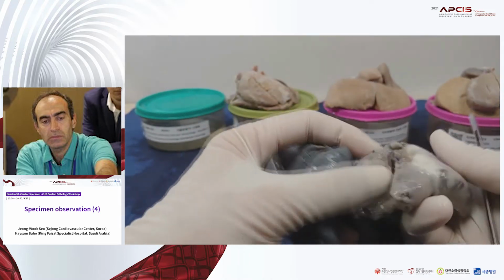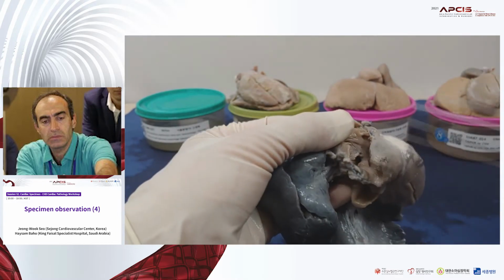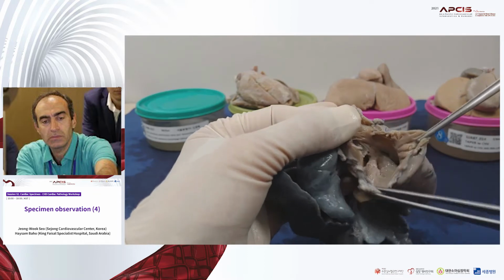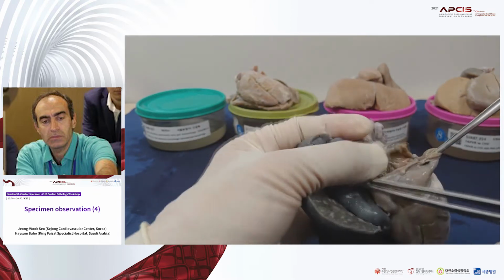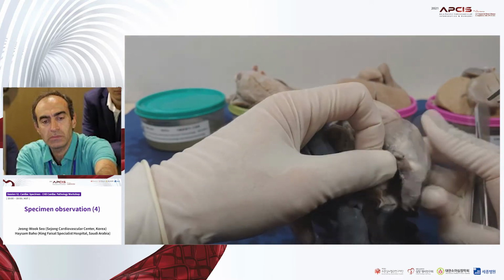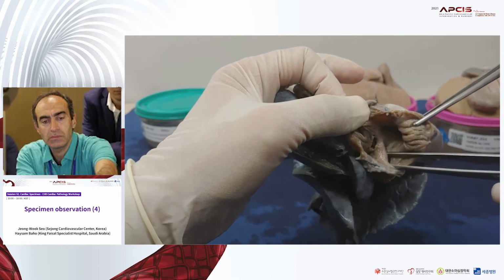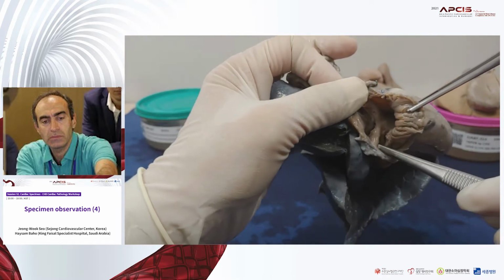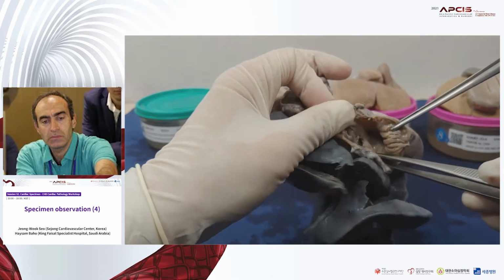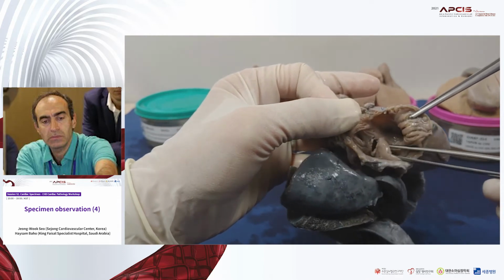Now, if we flip the heart back and look at the right atrium, we will see that the orifice of the coronary sinus is very large because of the persistence of the pulmonary veins. It is through this orifice that the surgeon can actually perform this procedure by unroofing the coronary sinus and then in the end closing this communication to the right atrium.